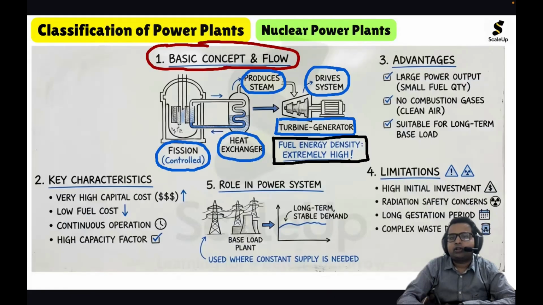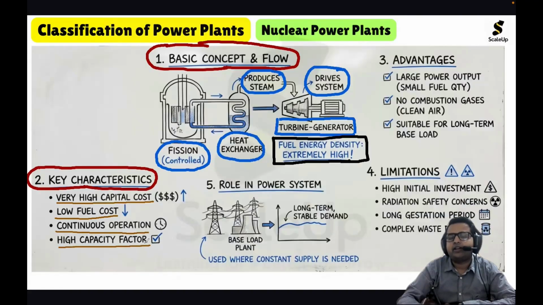If we talk about the key characteristics of nuclear power plants: extremely high capital cost, low fuel cost, continuous operation, it can operate continuously, and high capacity factor, it can generate a large amount of electric power. So these are the key characteristics.